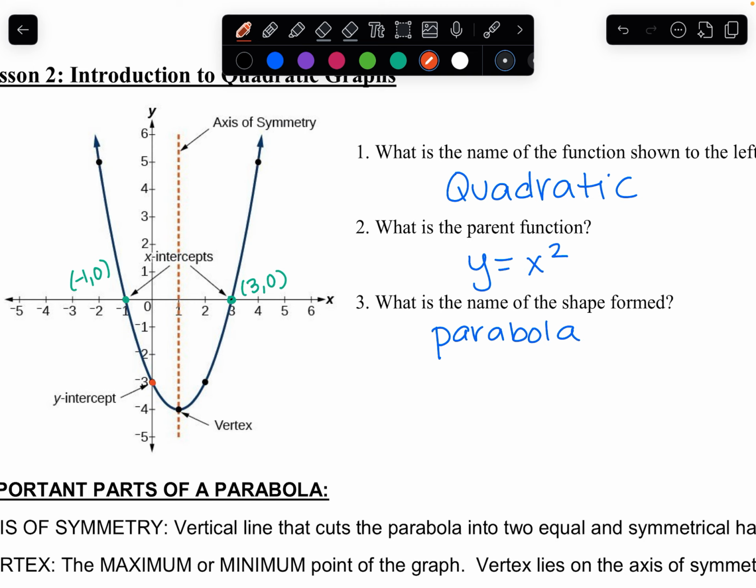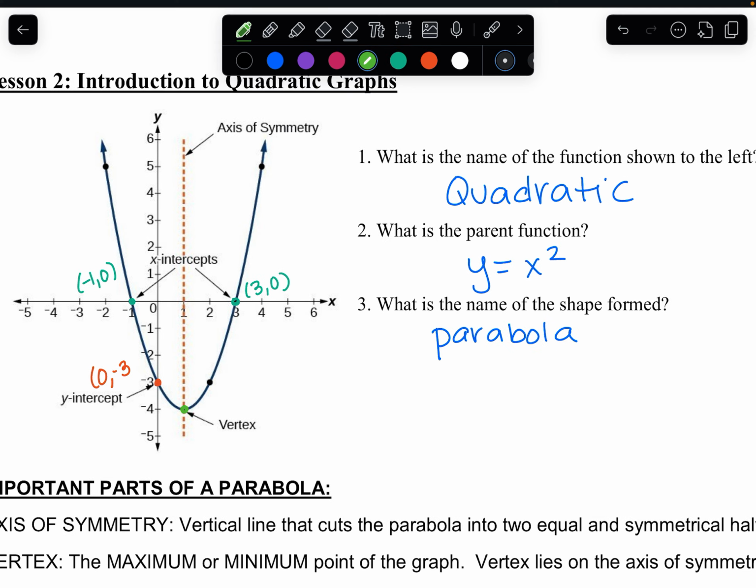We also have our y-intercept where we cross the y-axis. That's going to be (0, -3). Finishing with, oopsie, sorry, did the color. Let's try green. Our vertex, that's going to be either our minimum or our maximum. Our vertex here is (1, -4), and this is our minimum, because our graph is decreasing to increasing.